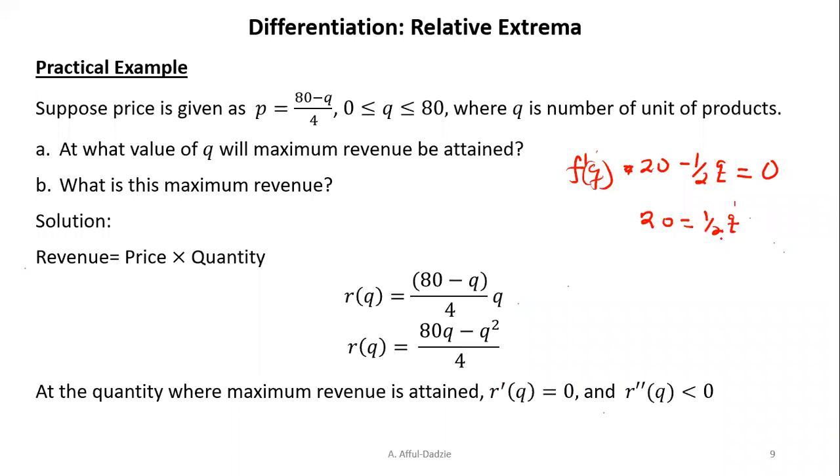So you want to solve for q, isn't it? So this is like saying 20 divided by 1 over 2 equals q. If you don't want to do 20 over 0.5, which is 40, you can do 20 times 2 over 1. And this is the same as 40.